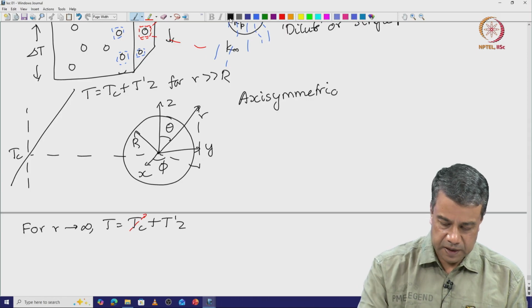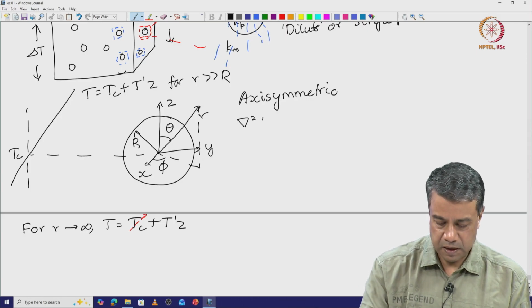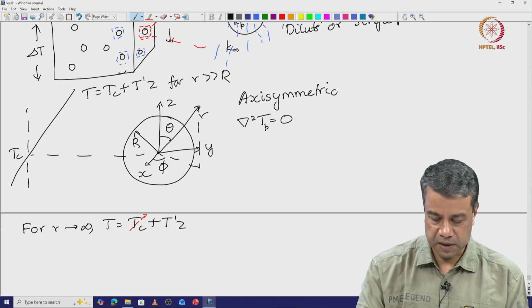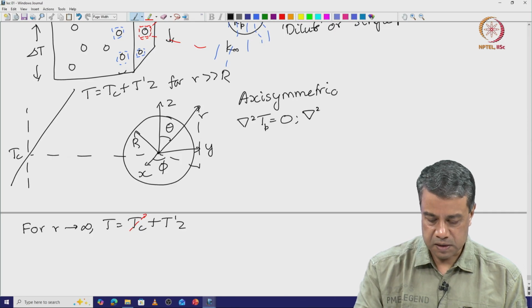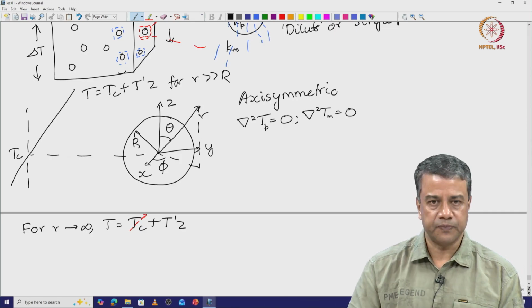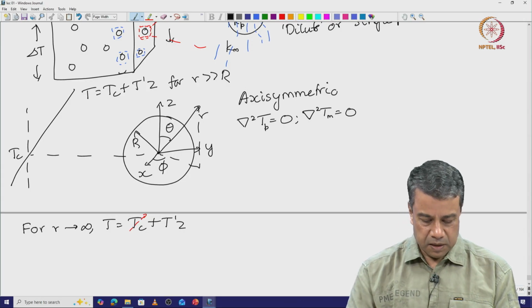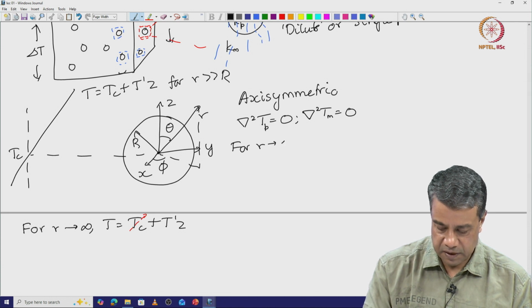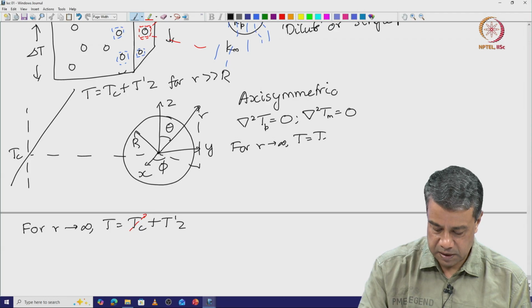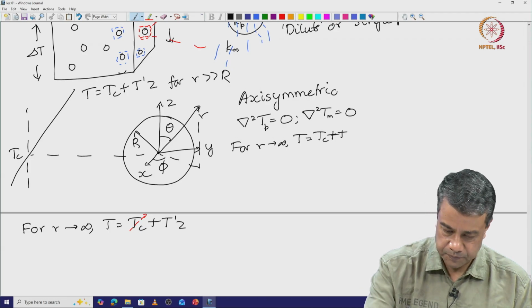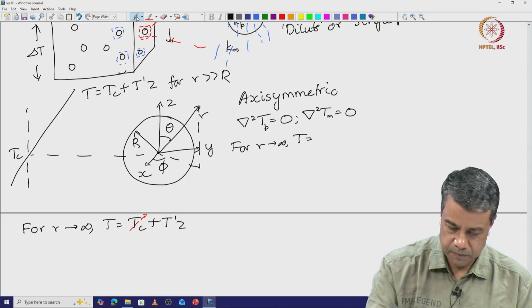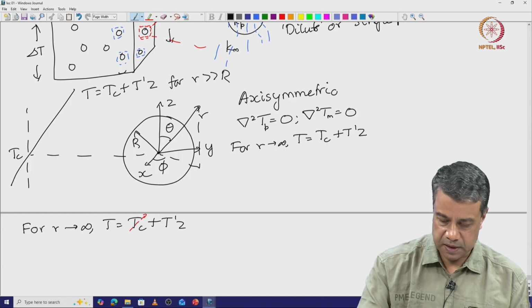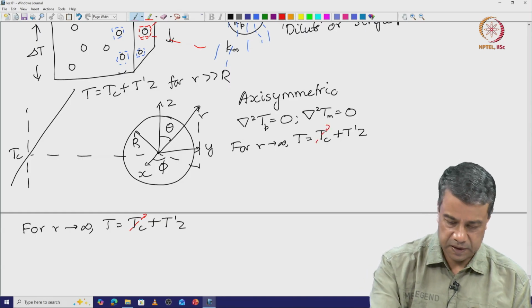For an axisymmetric case, del square T is equal to 0 in both the particle and the matrix. So del square T particle is equal to 0, and del square T matrix is also equal to 0. The boundary conditions are, for r going to infinity, T is equal to Tc plus T prime times z, and as I said, we can neglect this Tc because it does not affect the flux.